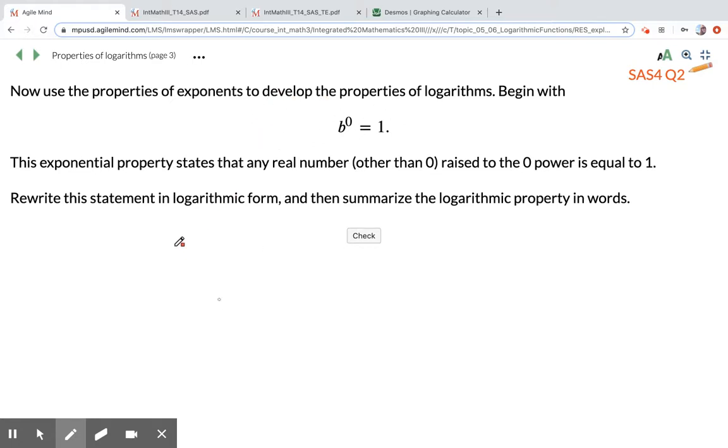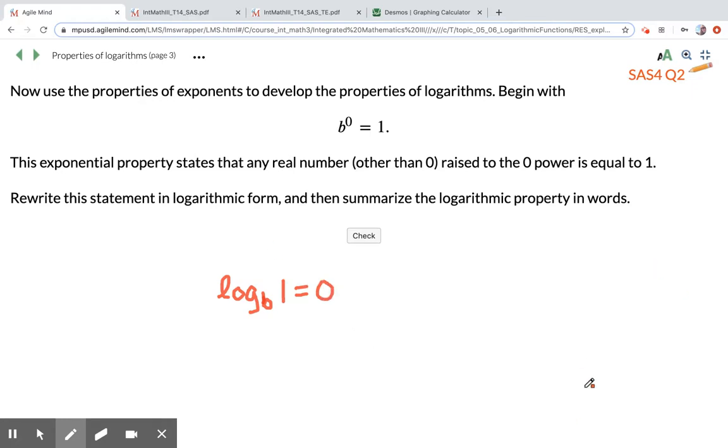So I'm going to rewrite this as a logarithm. That means this is going to be log, and the base of my exponential is b. So my logarithm is going to have a base of b. Log base b of my argument, which is 1. So log base b of 1 equals, well, my exponent is 0, so it equals 0.